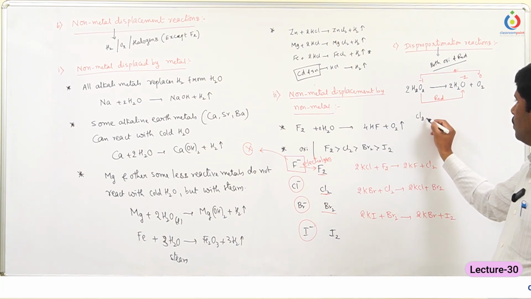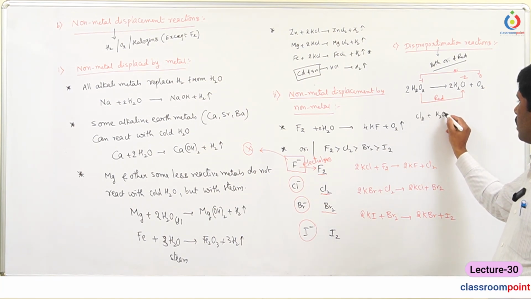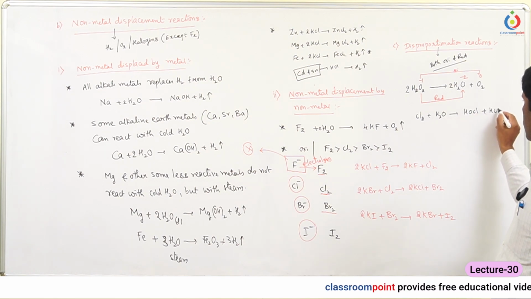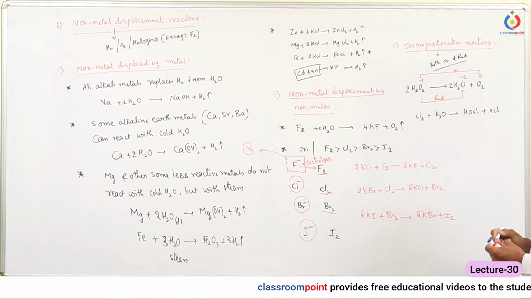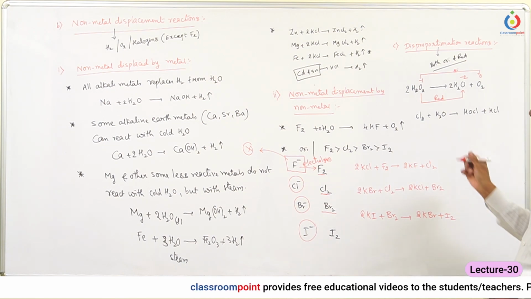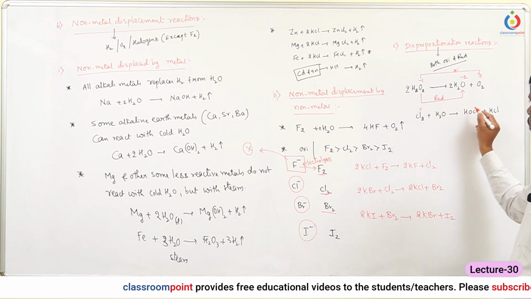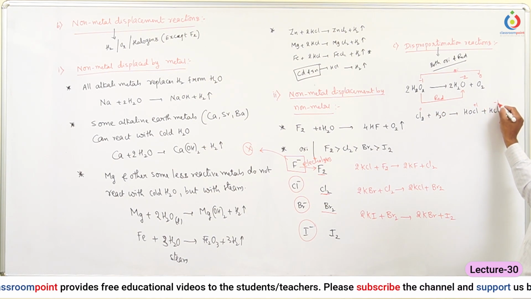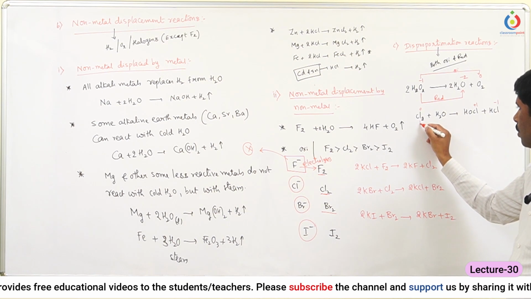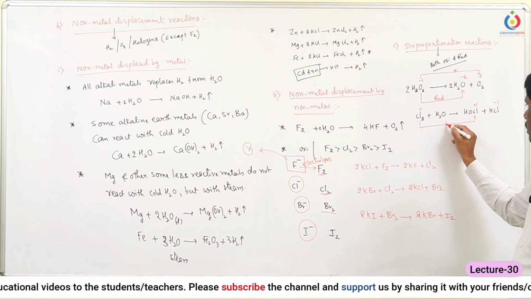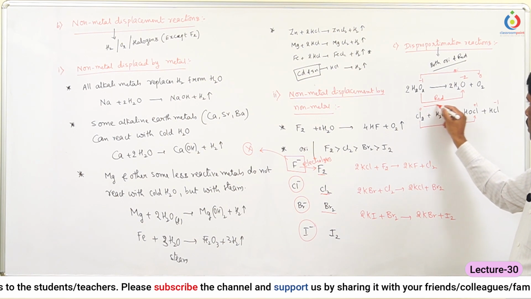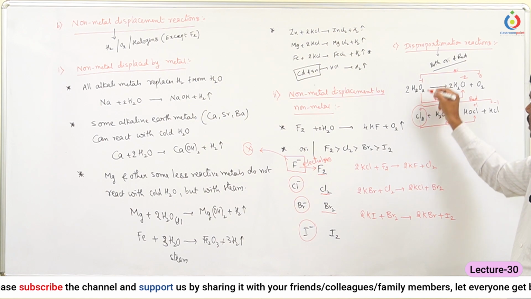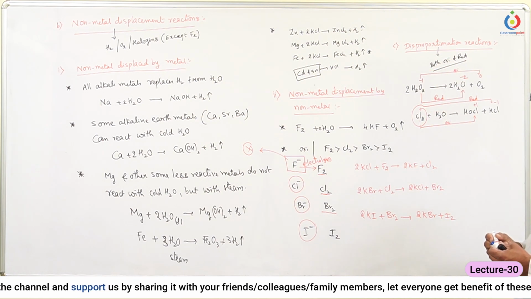Let us take Cl2 reacts with water, forms HOCl plus HCl. So the chlorine oxidation state here is 0. In this, the chlorine oxidation state is +1. Here the chlorine oxidation state is -1. Chlorine oxidation number increased, so oxidation. Chlorine oxidation number decreased, so reduction. Now chlorine participates in the disproportionation reaction.